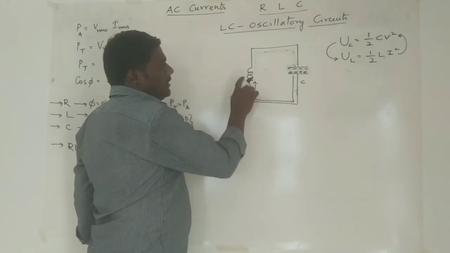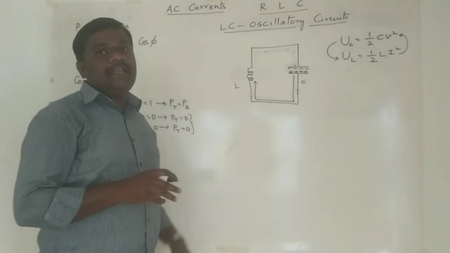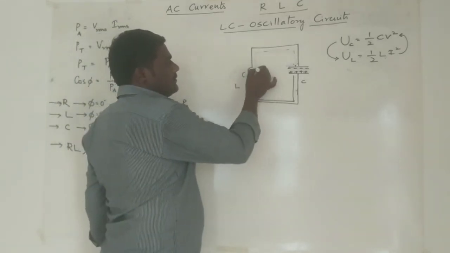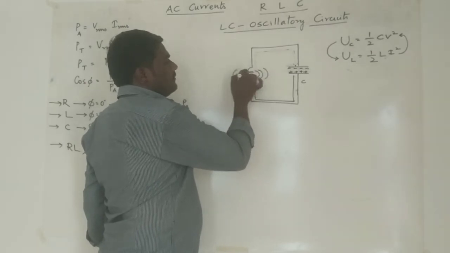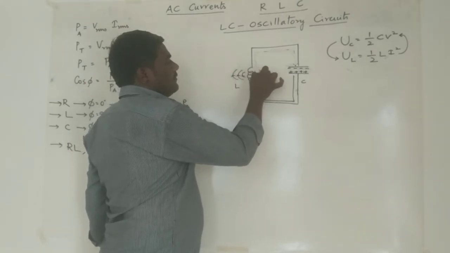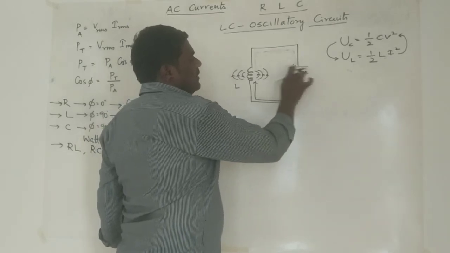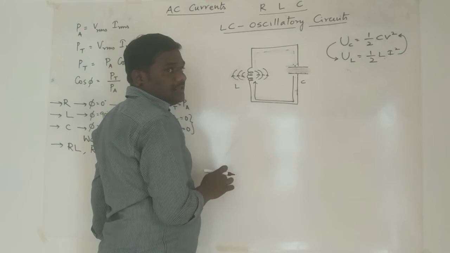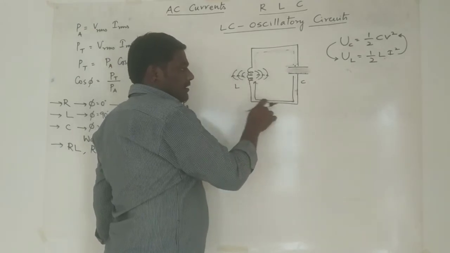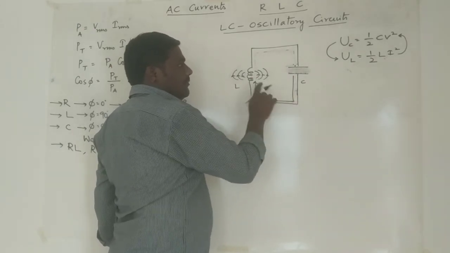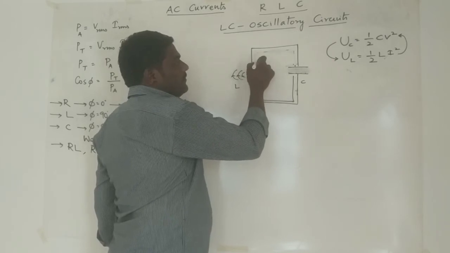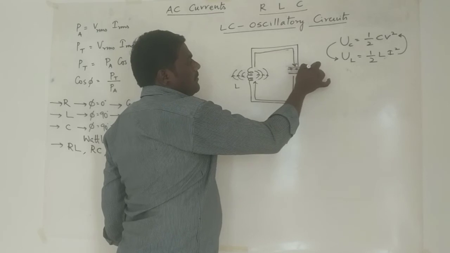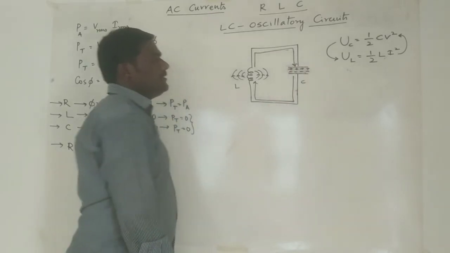Until the inductor gets completely energized. Once the inductor is fully energized, here the charges will vanish. Now the electrostatic energy became what? Magnetic energy. This magnetic energy will try to flow in the opposite direction, but the induced EMF will move in this direction. So here the capacitor plates will get charged.